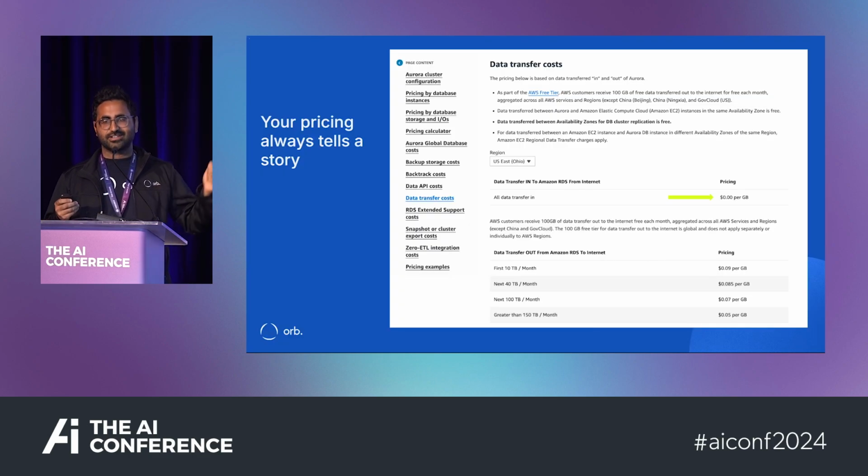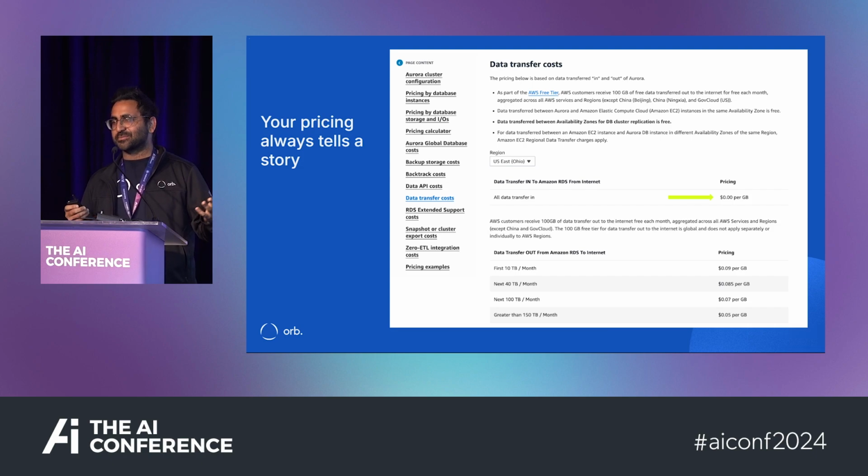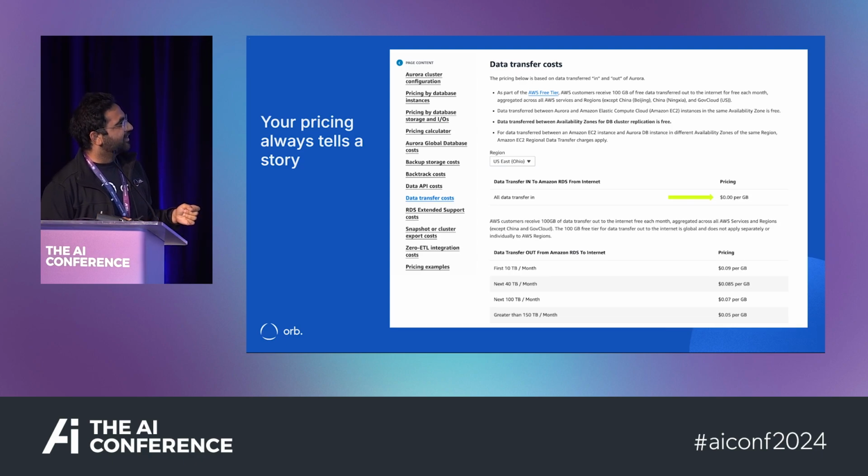So maybe to start, here's an example. You all have probably seen this page. It is the pricing page for AWS Aurora. Aurora is a database offering from AWS, and this pricing page tells a story. Probably many stories. One is it is very in the weeds, so it is clearly targeted at people who understand the context of Aurora. It's a pretty complicated pricing page.